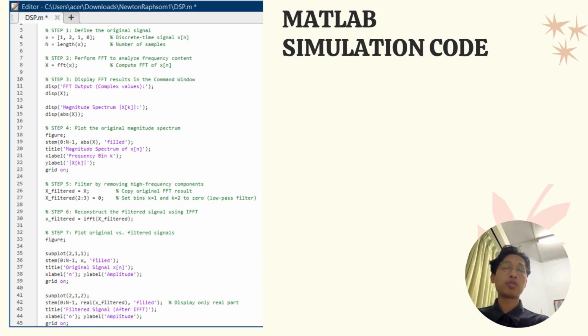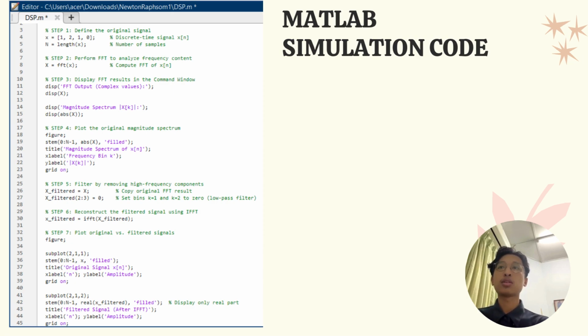After that, we apply frequency domain filtering. In line 26, we copy the FFT results into a new variable for filtering. In line 37, we simulate a basic low-pass filter by setting the higher frequency bins X1 and X2 to 0. This removes high-frequency noise. Next, we do the FFT inverse reconstruction. So in line 30, we use the inverse FFT to convert the filtered signal back to the time domain. This gives us a new, cleaner version of the original signal.